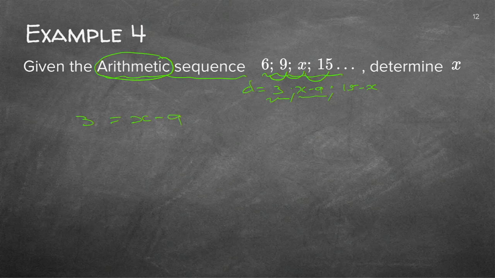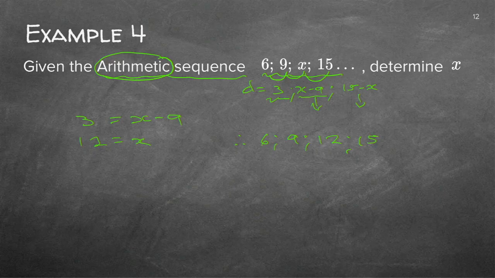I can actually pick any two d's. I could have picked this one there and that one there and put them equal to one another, because what happens now? I can solve the x. I get x all alone. It doesn't matter on which side it is. 9 plus 3 is 12. And if I now check, they only asked me the value of x. But if I just quickly check, 6, 9, 12, 15.